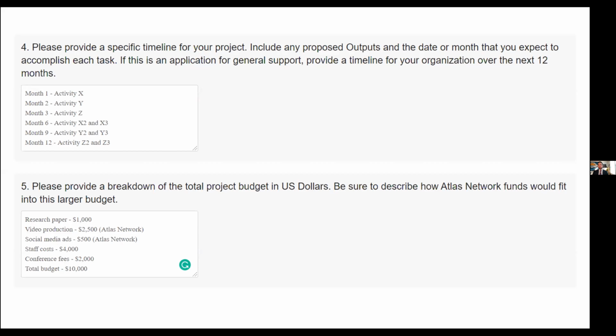This is a space for you to show us your thinking around the project's budget, where you're going to be dedicating funds and why it's necessary for Atlas Network to support this project, because you've identified these 2 expenditures for Atlas to support within the project itself.